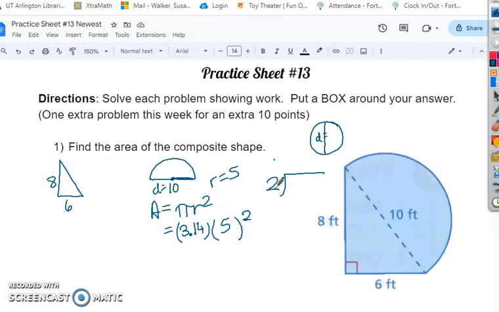So make sure you write this formula over here. I'm not going to do that for you. We've been doing triangles for a while now. Okay?